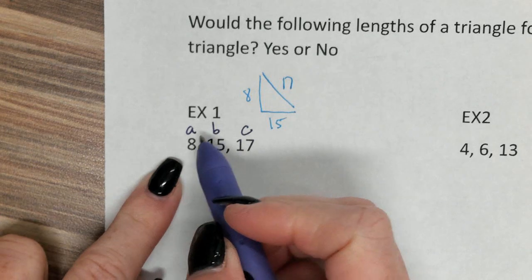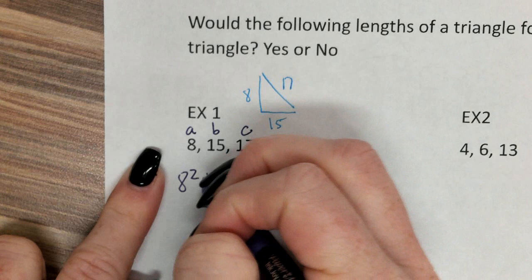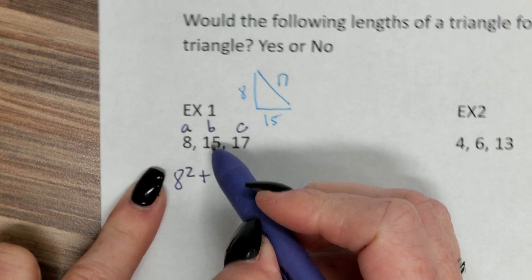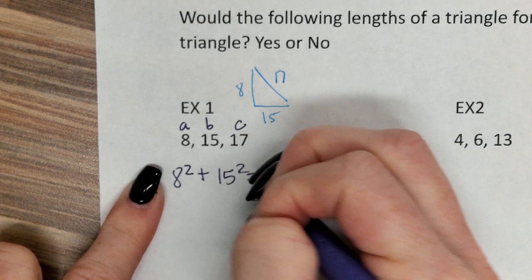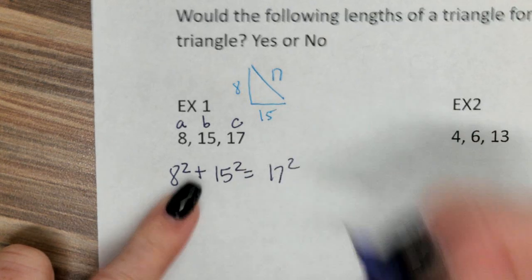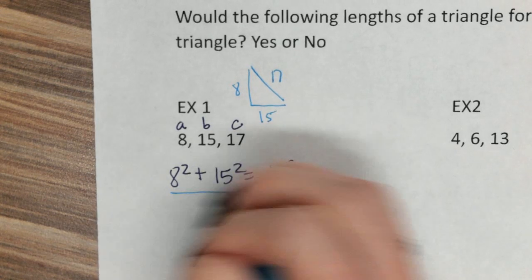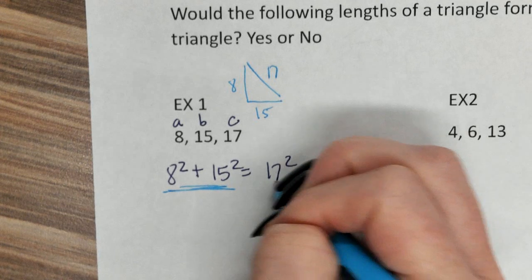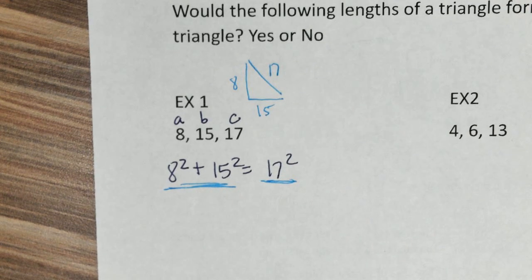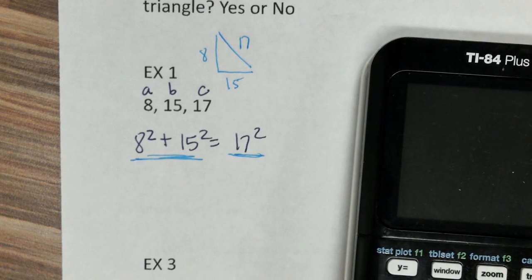So I would simply say, is 8 squared plus, what would I write next? 15 squared equal to, what would go over here? 17 squared. And all you're going to do is see if it's true. So you're going to put in the left side in your calculator. You're going to put in the right side in your calculator. Are you going to use the square root button? No, because you're not solving anything. You're just seeing if it's true. So you're going to type this in. So everybody go type in 8 squared plus 15 squared.